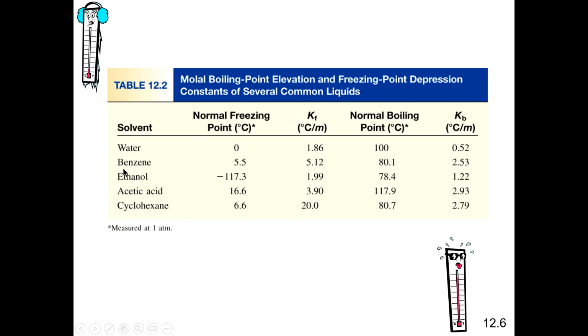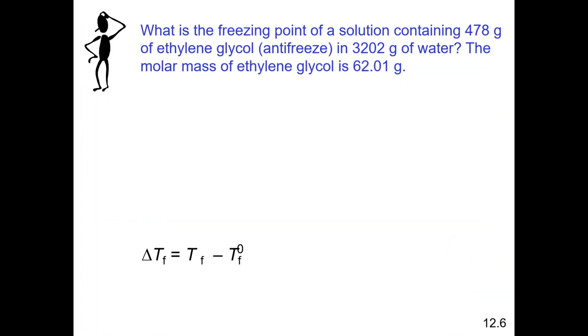As you can see here, water has a Kf value of 1.86 degrees per m and 0.52 degrees per m as far as the Kb value is concerned. We have benzene, we have values for ethanol, for acetic acid, and so on. These are constants. In fact, there are tables which contain them, and these are values that you're going to need for certain calculations, such as this question right here.